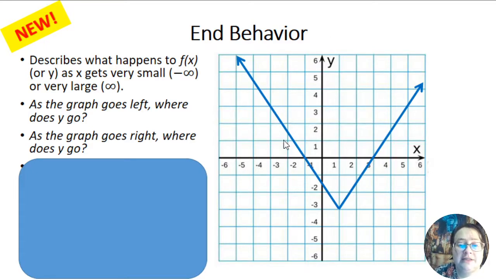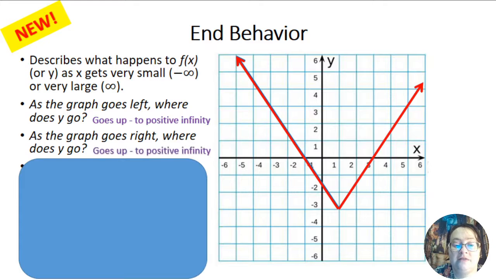So if we look to this side, as it goes left, y goes up. So y is going towards positive infinity. Then, as the graph goes right, as x goes towards positive infinity, because that's what's over here on the right, as we go to the right, y goes up. It is going up towards positive infinity.